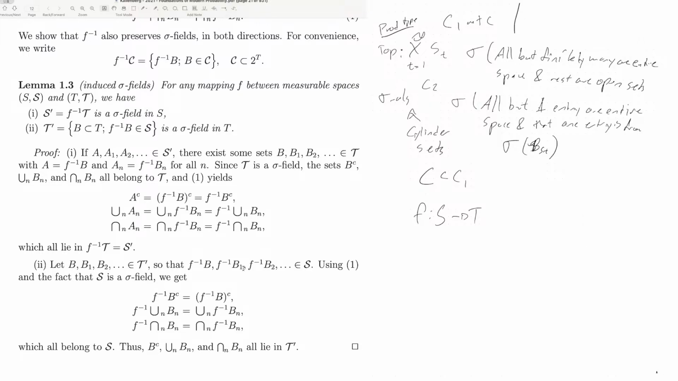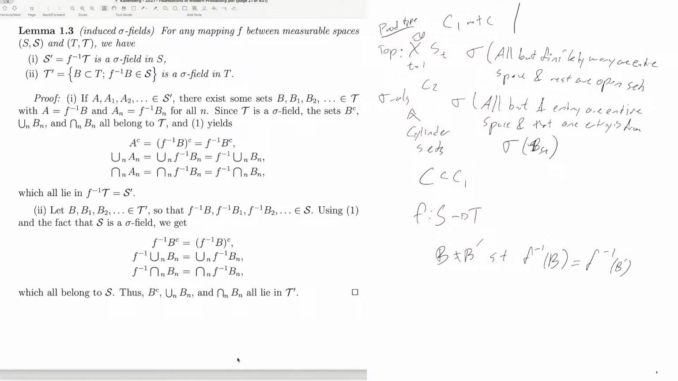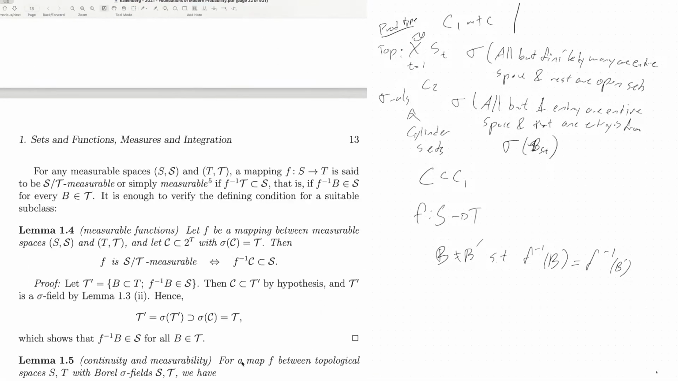Okay, I guess that's fine. So you could even have B and B prime such that F to the negative 1 of B is equal to F to the negative 1 of B prime, where these guys aren't equal even. Something weird could happen there. Okay, which all belong to S, thus the union and the intersection of line T. Well, whatever, it seems fine. All right.